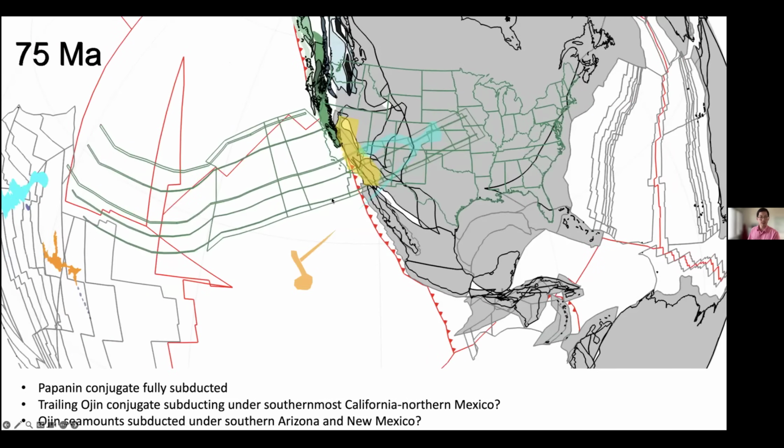By 75 million years ago, the Papanen conjugate is fully subducted, and now all we have left is this Ojin conjugate seamount track. I've shown this kind of tapering out due to the waning as it moves away from the spreading ridge and then comes back to it. But we have a probable seamount track that is subducting under what could be southernmost California or northern Mexico. And these continue on to Arizona and New Mexico at this time.